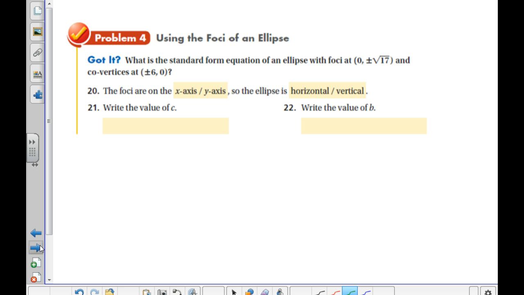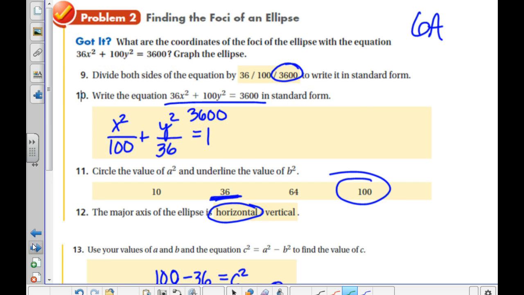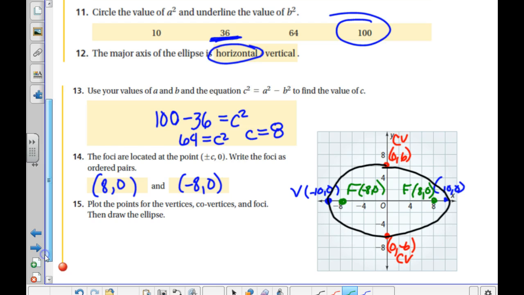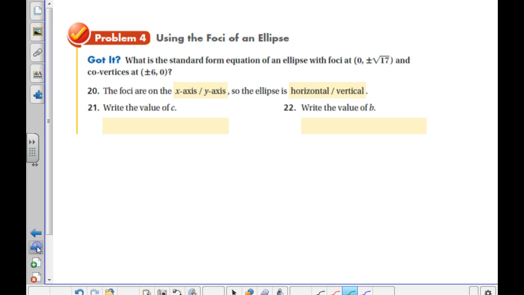Okay, problem 4 at the bottom. Do you need me to go back? You're sure? Using the foci, it says, what is the standard form of an equation of an ellipse if the foci are at 0 plus or minus square root of 17? What is this telling us? C is equal to?